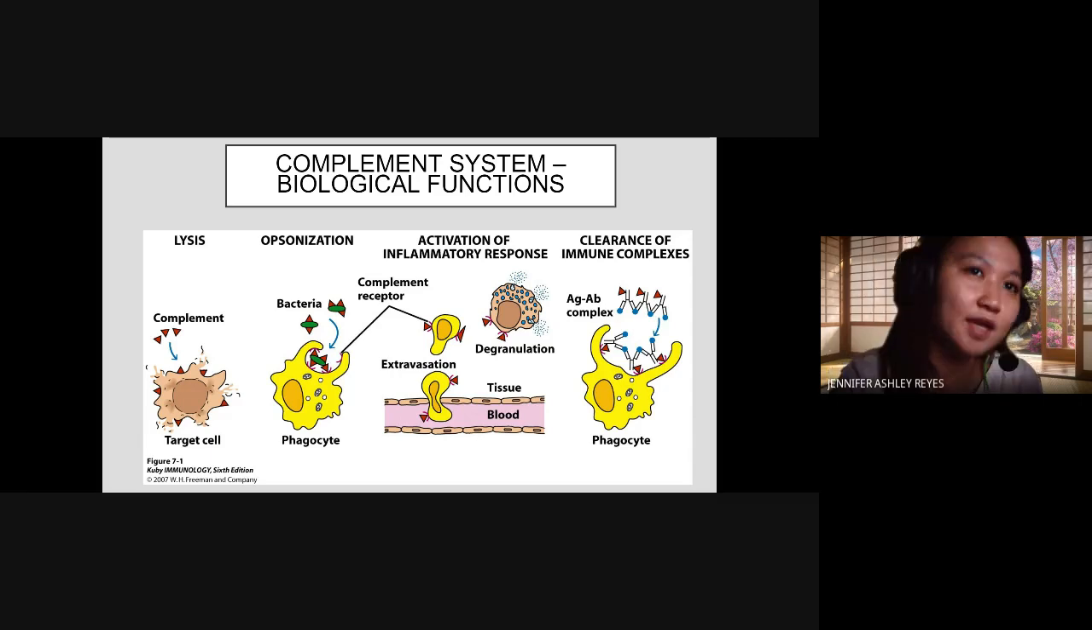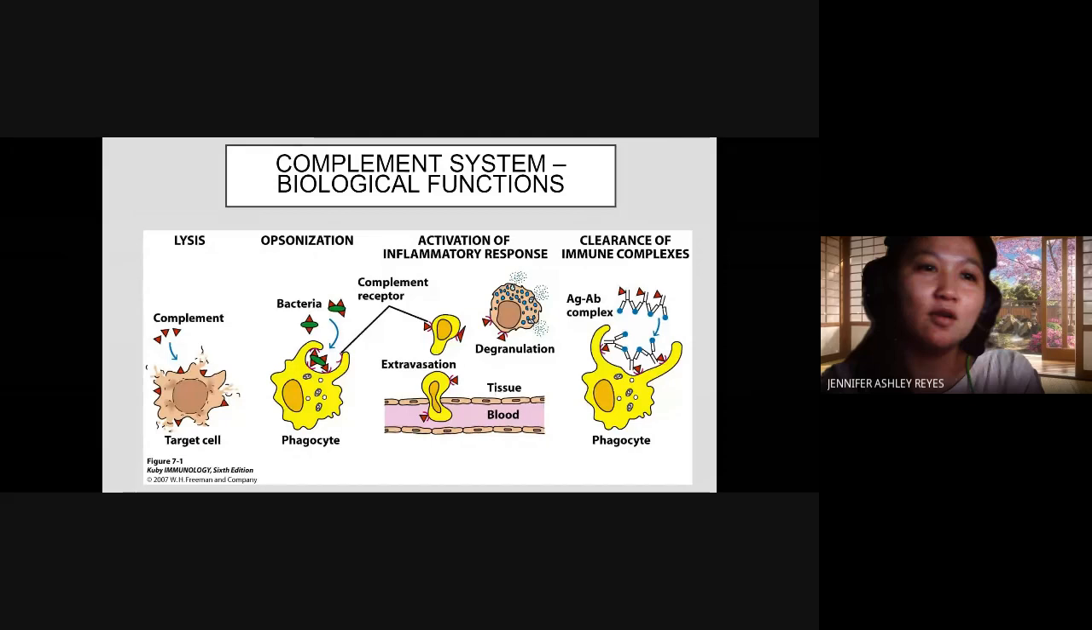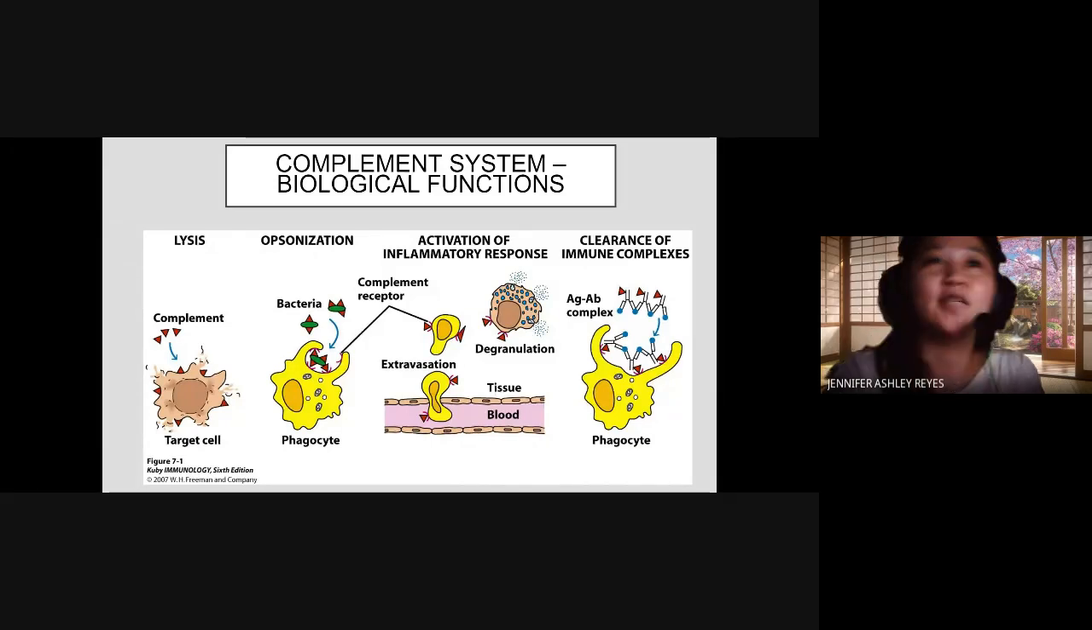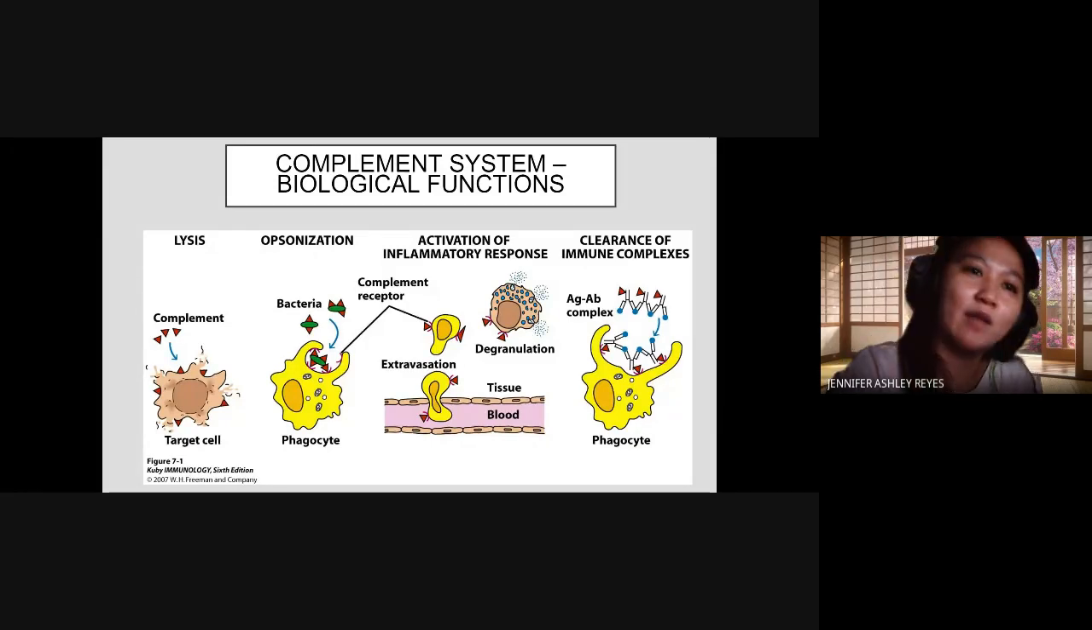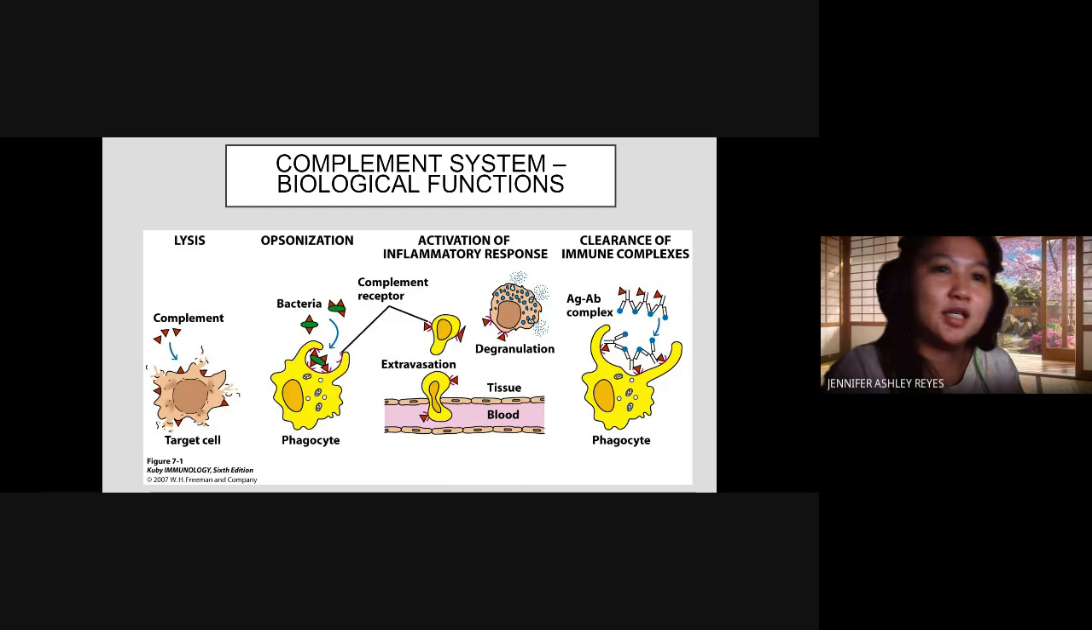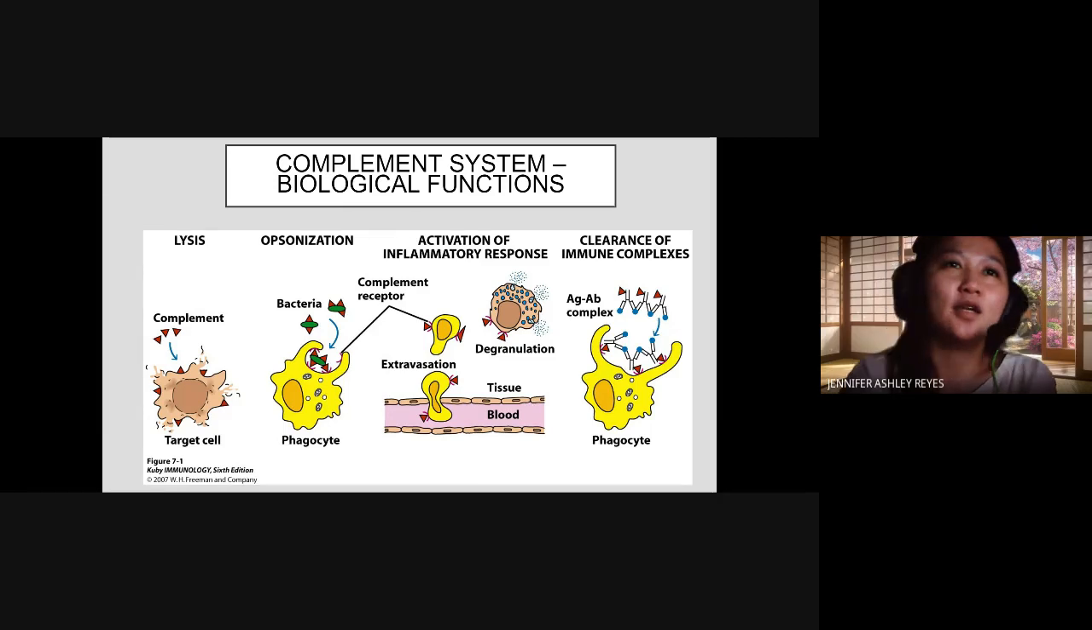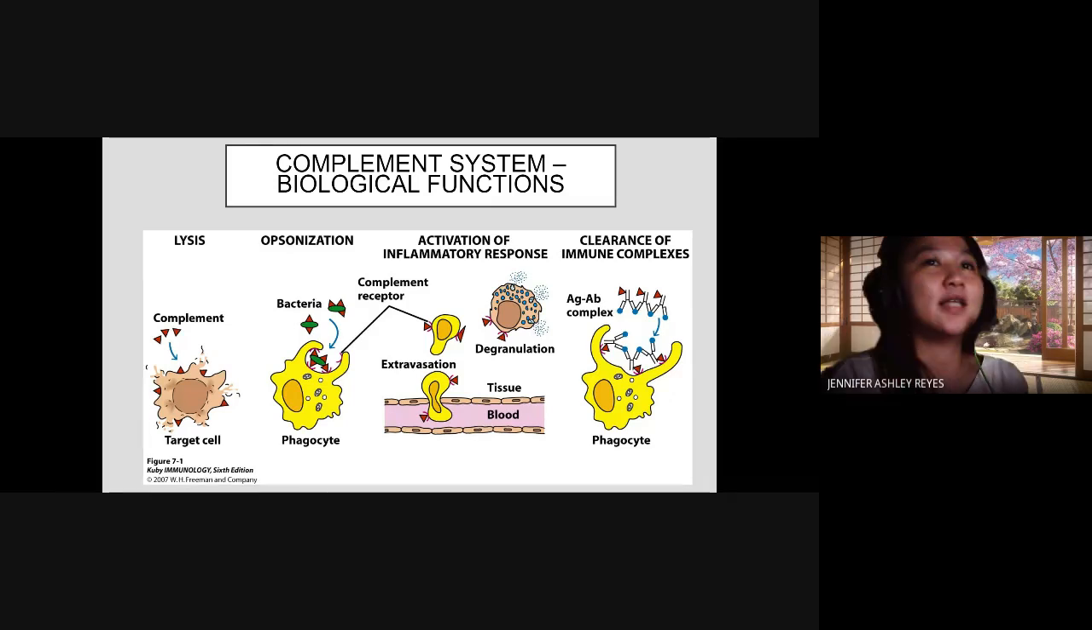So aside sa diapedesis, 'pag nag-attach din yung complement protein doon sa mga immune cells natin like basophil or mast cell, nagkakaroon ng triggering of degranulation. So nare-release nila yung mga histamine, so yung allergic response natutulungan, nakaka-call sila ng mga cytokines or interleukins to attract other cells. And lastly, pwede rin silang tumulong in clearance of immune complex.